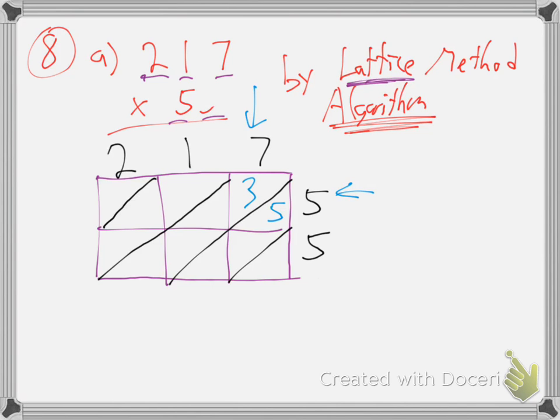Hey, it's not good I put the same number. Let's make it 5 and 6. I shouldn't put the same number twice. It's going to be dumb. Let's make it 56. There we go. All right, so 5 times 7 is 35.